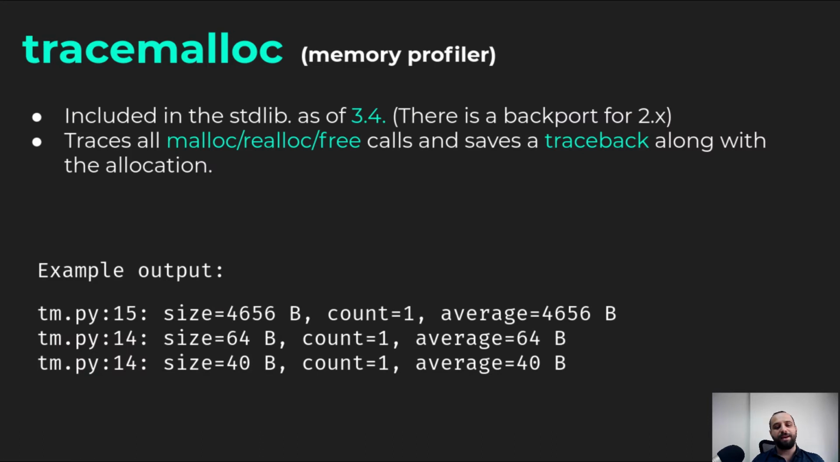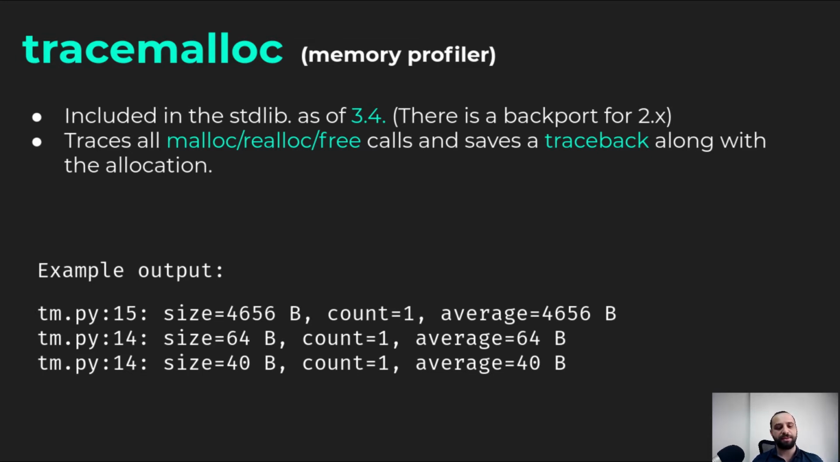tracemalloc is a memory profiler that's included in the standard library since 3.4. Basically what it does is it traces all malloc, realloc, and free calls and saves a traceback along with the allocation. Thus, you can trace C extension allocations as well, and you can see the memory consumption of each of these allocations.